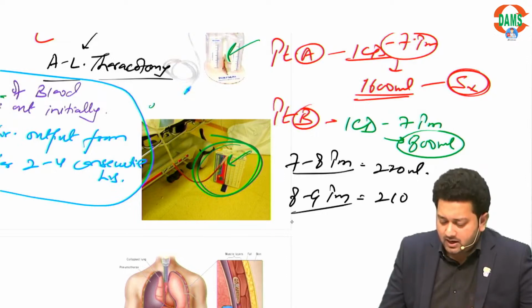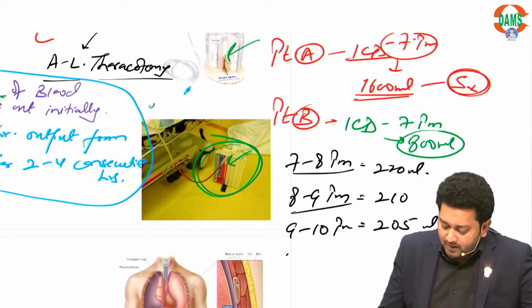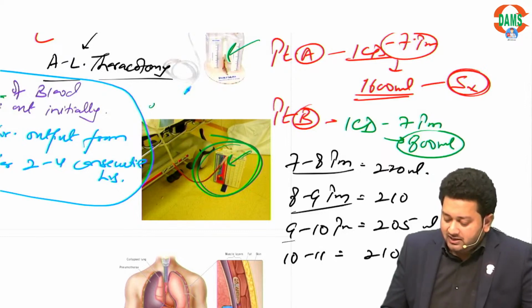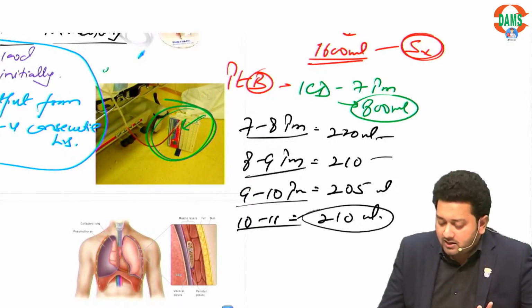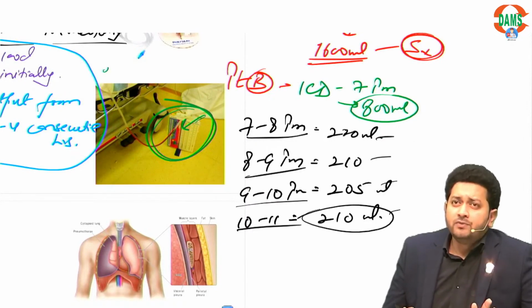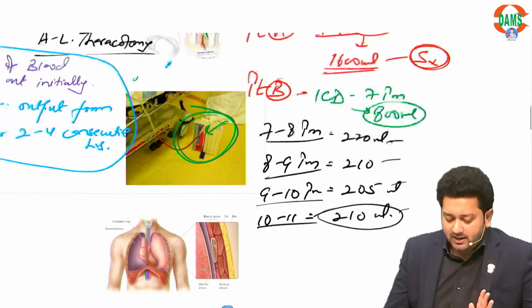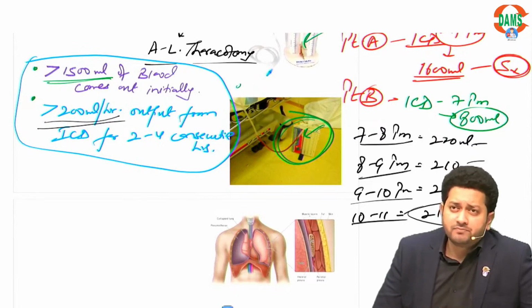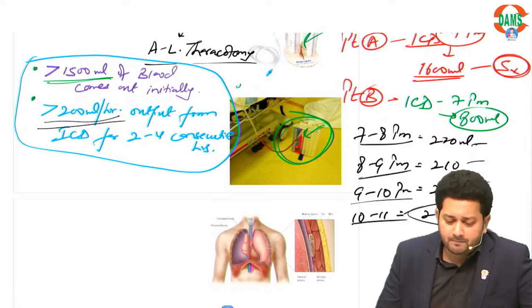But suppose you want to wait, so you can wait. 9 to 10 p.m., 205 ml, 10 to 11, 210 ml. So it is now 4 consecutive hours, you have to open up the patient. Every hour the output is more than 200 ml. So you have to see minimum 2 hours, maximum 4 hours, and if it is more than 200 ml, it means there is some ongoing bleed, and unless you open up the patient and control the bleeding, it is not going to stop on its own.